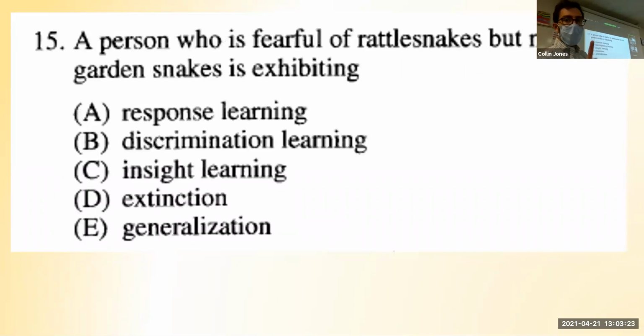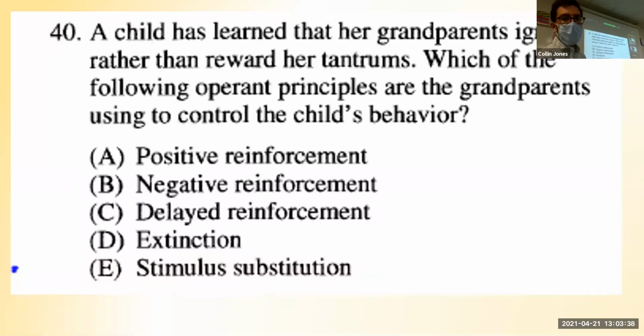A person who is fearful of rattlesnakes, but not garden snakes. They can tell the difference between these two similar animals. What are they showing? 1, 2, 3. B, discrimination learning. A child has learned that her grandparents ignore rather than reward her tantrums. Which of the following principles are the grandparents using to control the child's behavior? By not connecting her tantrums to attention. So by ignoring the kid, eventually what's going to happen to her tantrums? They're going to go away.